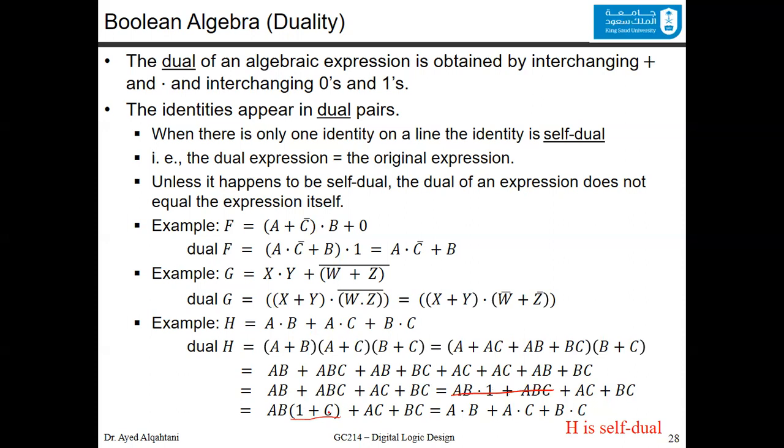1 OR C is equal to 1. So this will be out, and you will end up with the same function that you have in the original H. This means that H is self-dual because H is equal to its duality version.